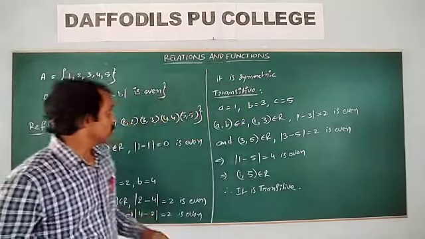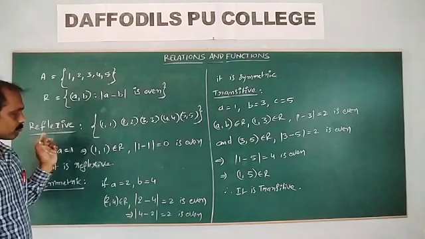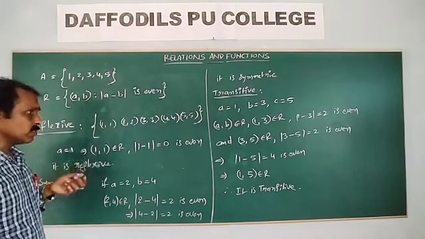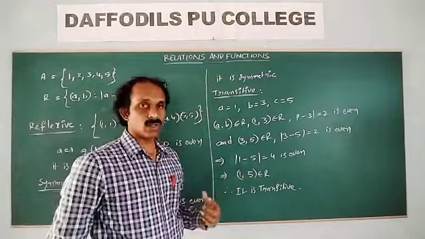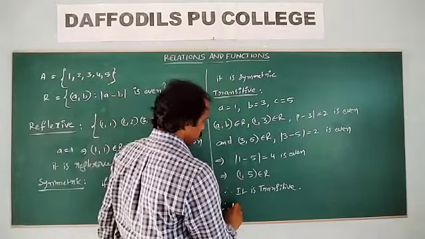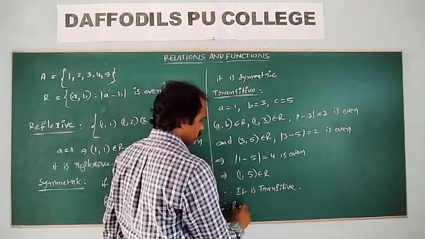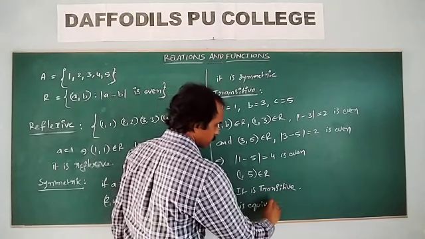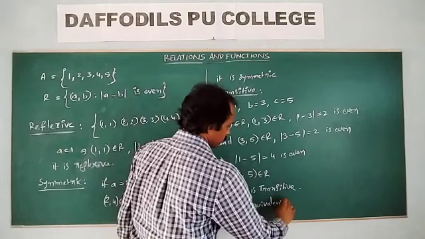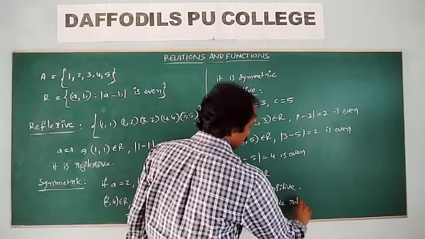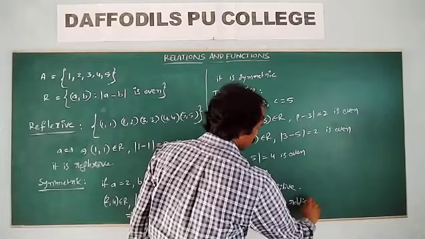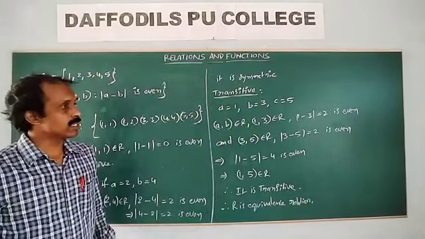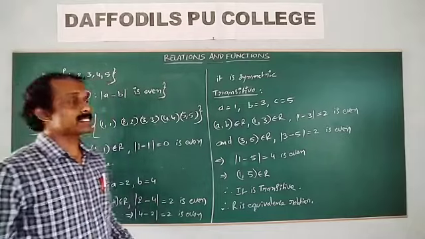Now this relation satisfies reflexive, symmetric, and transitive. Therefore, the relation R is an equivalence relation. Okay, the first part is completed.